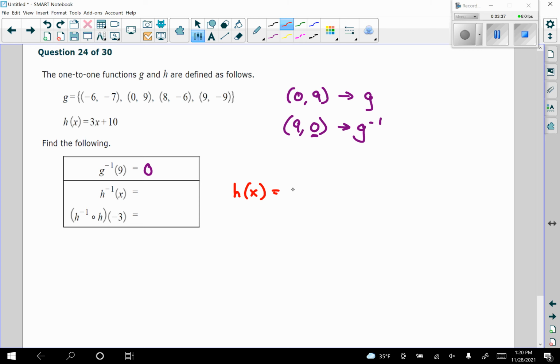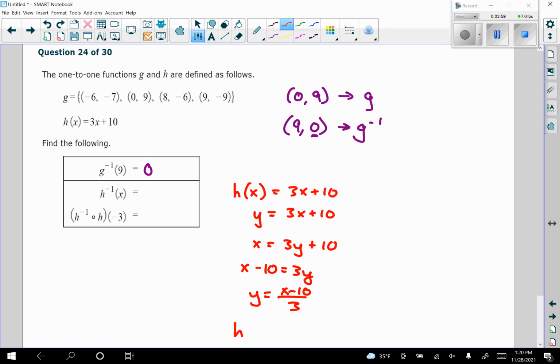So if h of x is equal to 3x plus 10, we want to rewrite h of x as y equals 3x plus 10. And then switch x and y, so x equals 3y plus 10. And then we'll solve for y, so we'll get x minus 10 is going to equal 3y, and y would equal x minus 10 over 3. So that means the inverse of h of x is equal to x minus 10 over 3.